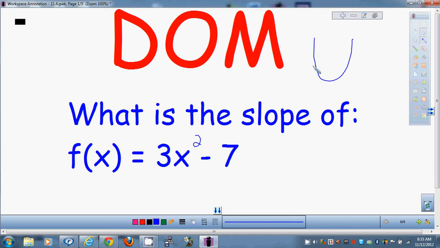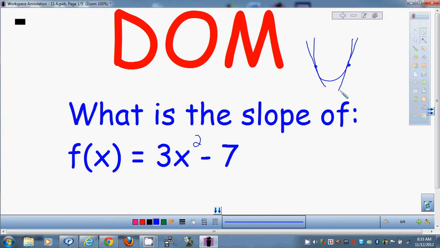When it comes to curved surfaces, you have to take an instantaneous slope, right? Because since it's ever changing, you just need to look at a slope at a given point. The slope at this given point would be a big negative number. The slope at this positive point would be a big positive number. It's ever changing. Well, how do you calculate the slope?